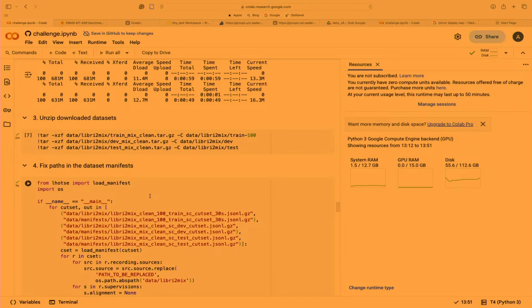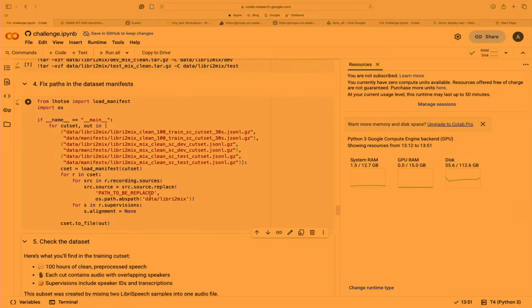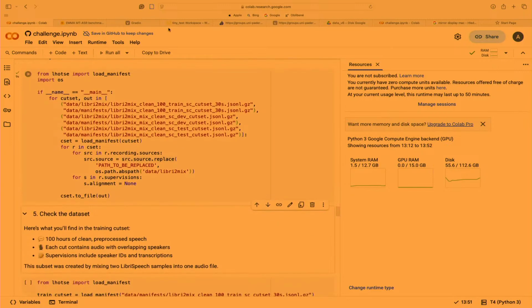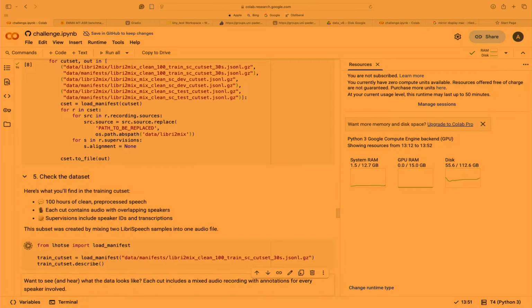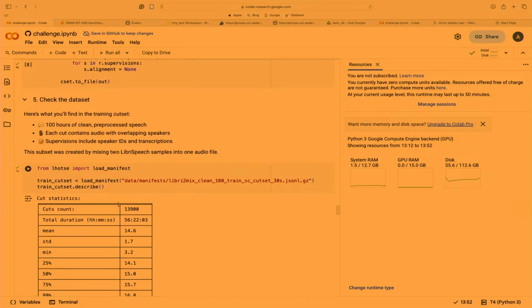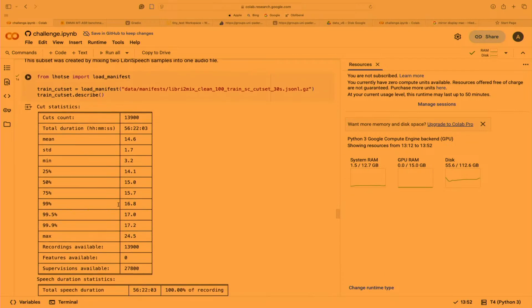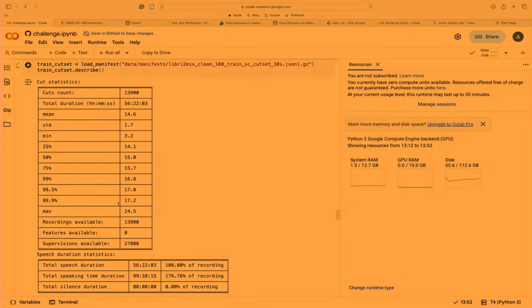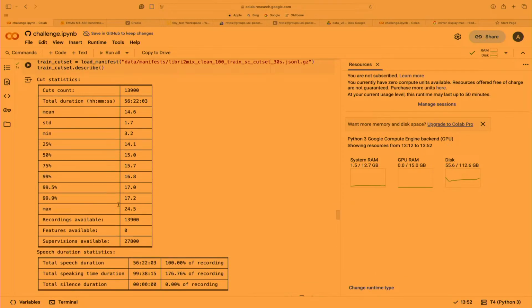So for this demo, we'll be using it. If you have this preprocessed manifest, then you can load the manifest and just run train cutset.describe, and it will give you nice statistics about your training data. Maybe you could give some description of what it is, rather than just saying this is this library. And maybe you could give some hints on what the manifests are, because they are lists of files and labels.